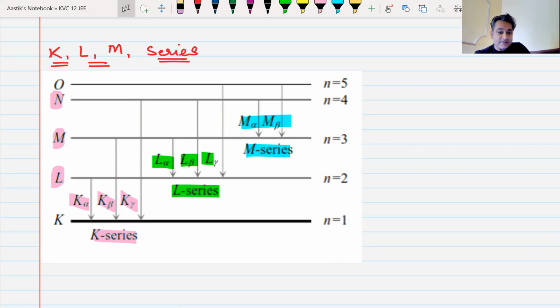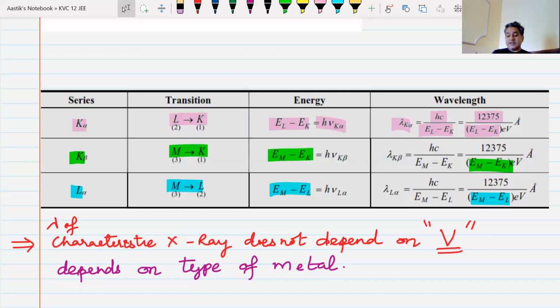These characteristic X-rays do not depend on the operating voltage. They depend on the type of metal. And we have seen K alpha, K beta, K gamma. We had seen how to find out the value of K alpha, K beta, K gamma. Yes or no? Yes, sir.